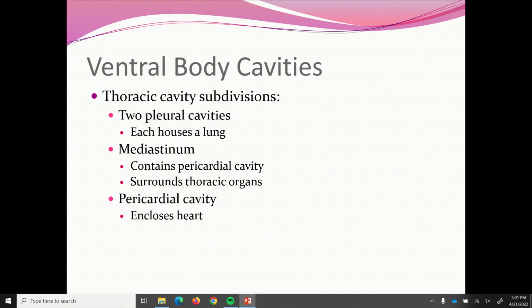So there are two pleural cavities because there are two lungs. So each pleural cavity houses a lung. The pericardial cavity encloses the heart. The space in between is called the mediastinum, and it contains the pericardial cavity and surrounds other thoracic organs like the trachea and bronchi.